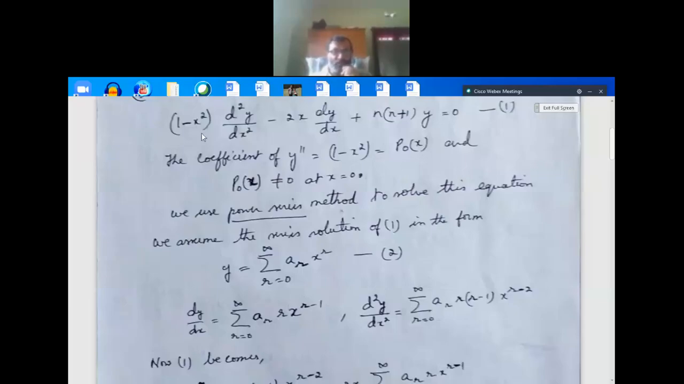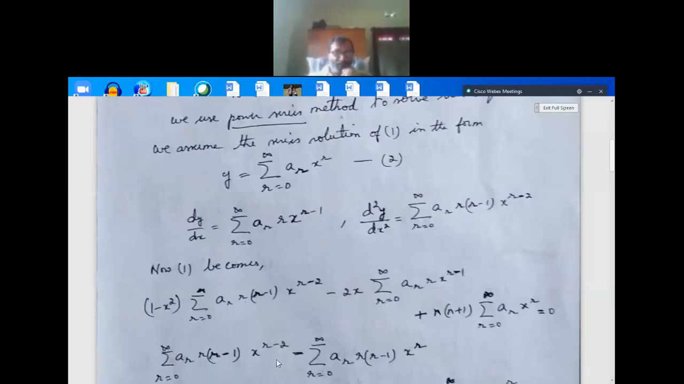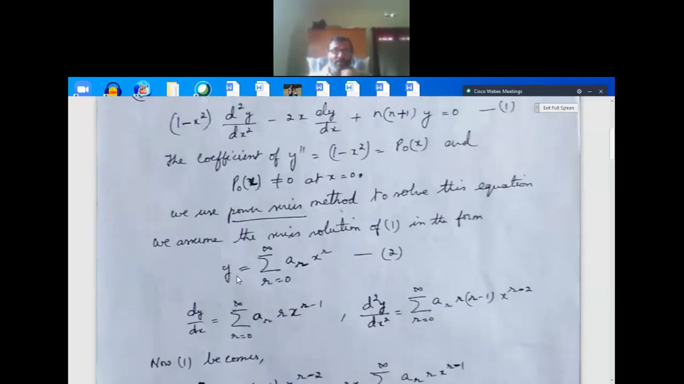Then I want d squared y by dx squared. So d squared y by dx squared is equal to sigma r equals 0 to infinity ar, we differentiate this into r. Differentiation of x power r minus 1 will be r minus 1 into x power r minus 2. Now we put all these values in equation 1, the d squared y by dx squared value and the dy by dx value.